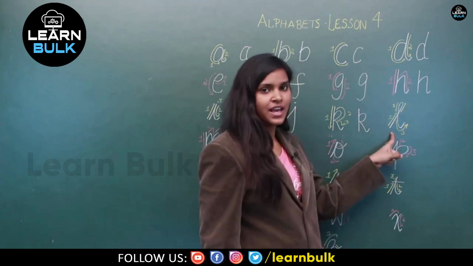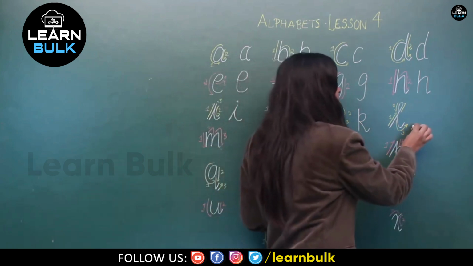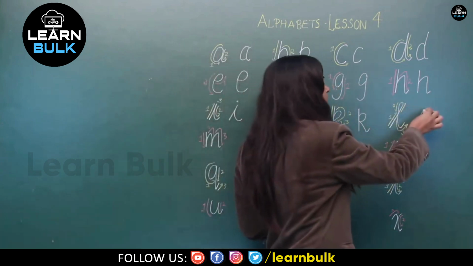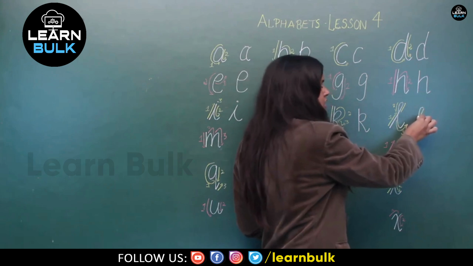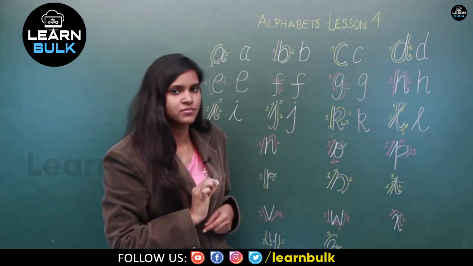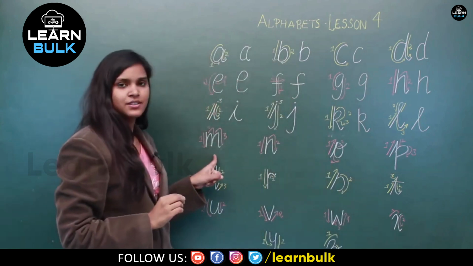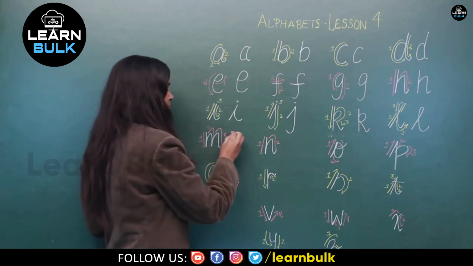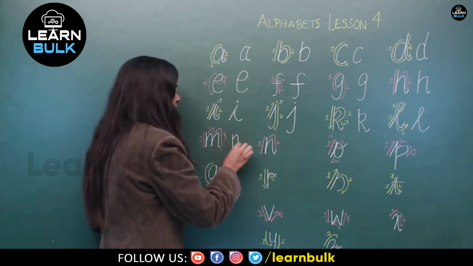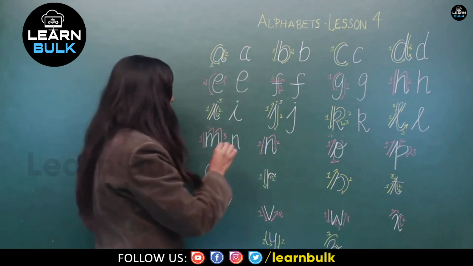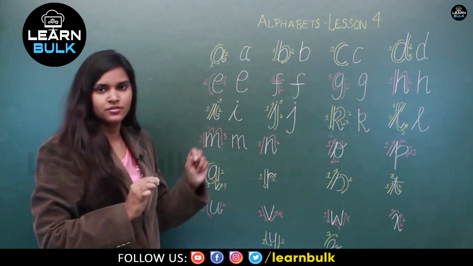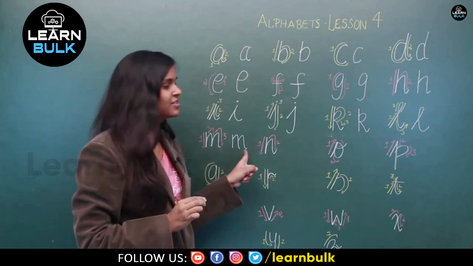Let's learn how to write L. A slant line, curved at the top and stretched like this at the bottom. Let's learn how to write M. A small line, a curve attached to the line, another curve attached to the curve. That's how M is written.